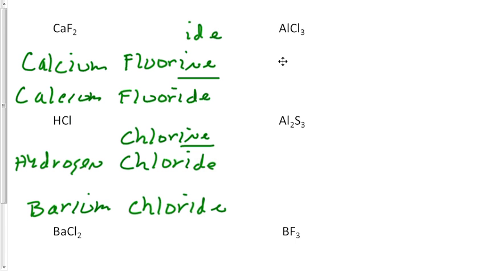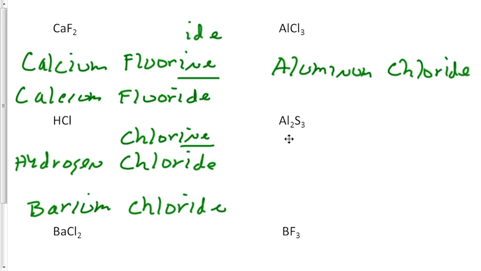And Al is going to be aluminum. So I write aluminum here, followed by chloride. So the compound name here is aluminum chloride.